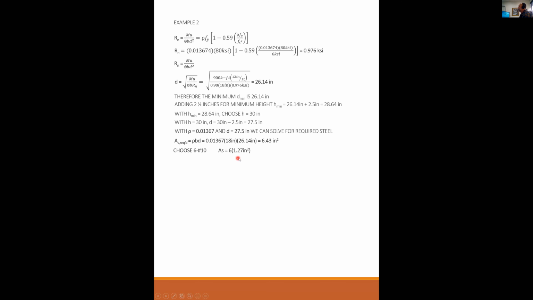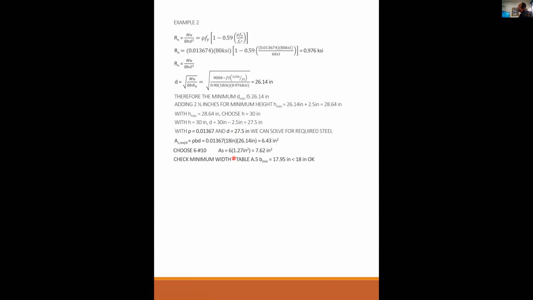So 6 times 1.27 inches squared gives me 7.62 inches squared. This is more than my required, so I feel pretty good about it. So let's go ahead and do our checks. From this point forward, notice something important. Now that we have an assumed depth of 27.5, and we have an assumed area of steel, 7.62 inches squared, the problem from this point down has become an analysis problem. The design part of it is done. We designed the D, we designed the AS, those were the two missing things. And now we just need to do our analysis.